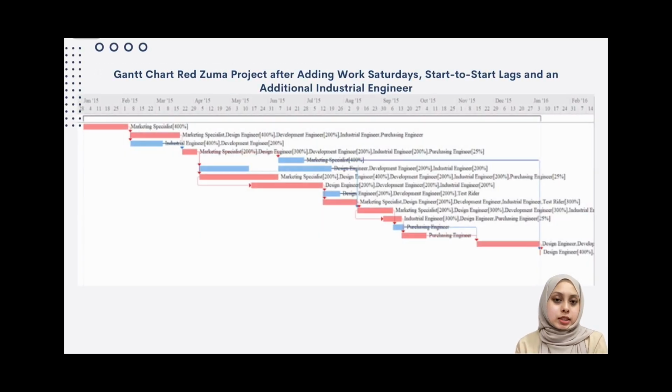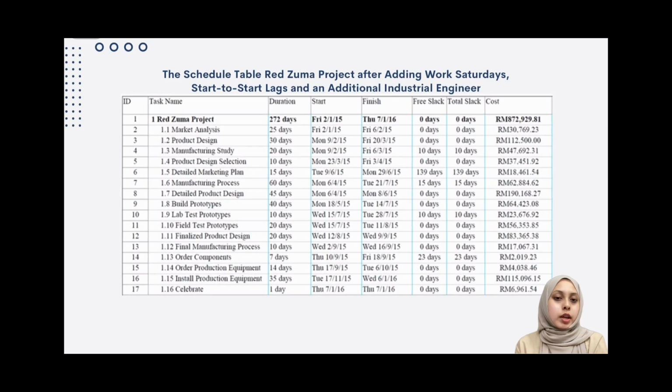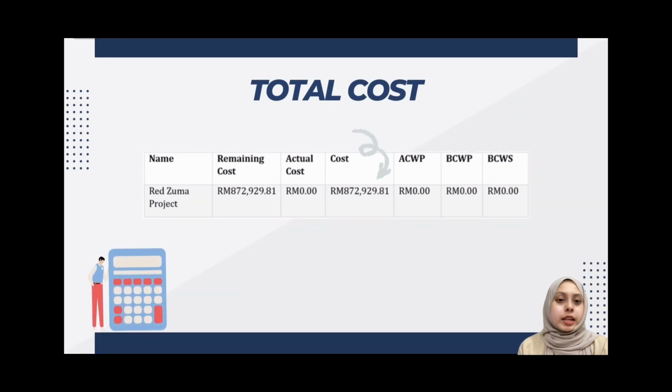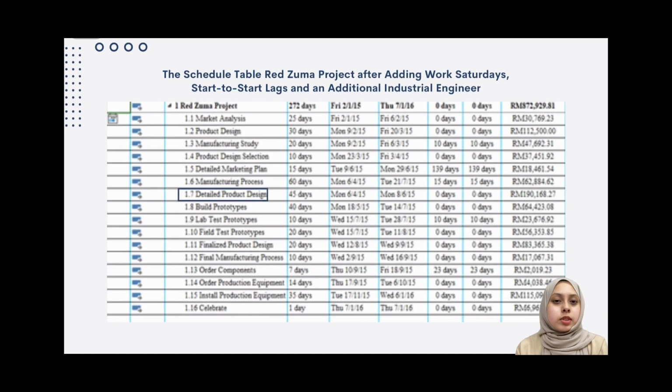This figure shows the Gantt chart and the schedule table for the Zuma project after adding the work Saturdays, start-to-start lags, and the additional industrial engineer. The total cost for the Red Zuma project is 872,929.81, and as you can see here, the most expensive activity is the detailed product design at an estimated cost of 190,168.27. Detailed product design has the highest cost due to the usage of the most manpower, which requires the finishing touches, causing it to take the longest to complete.